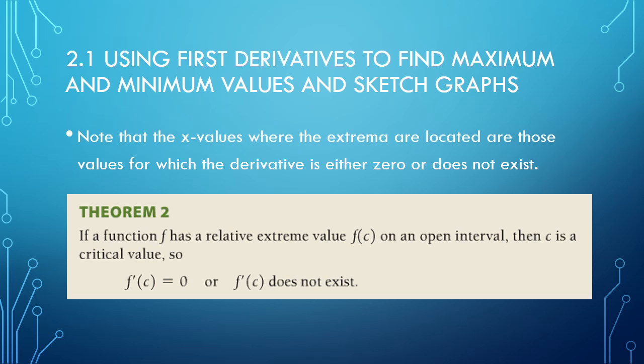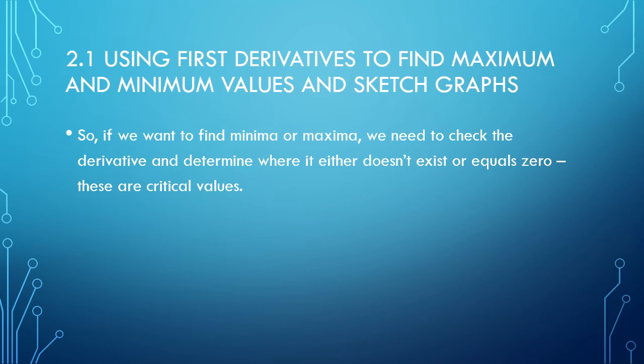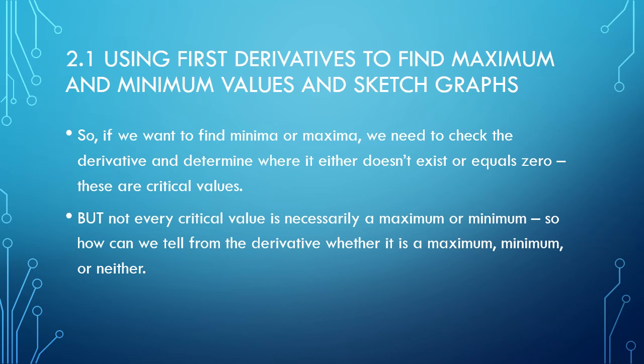So if a function has relative extreme values over an open interval, then it's going to be at a critical value, which means the first derivative at that point will equal 0 or will not exist. If we want to find minima or maxima, we need to check the derivative and determine where it doesn't exist or where it equals 0, which are called the critical values. But again, not every critical value is necessarily a maximum or minimum.